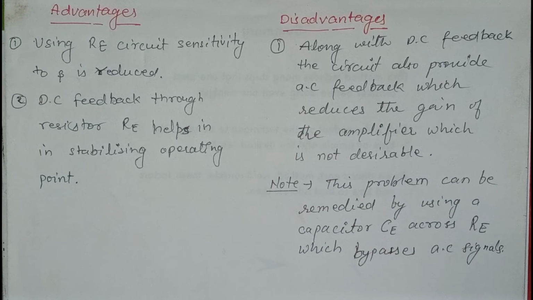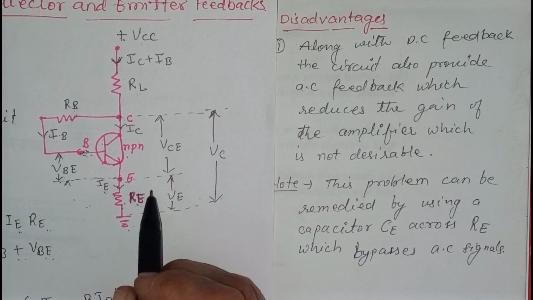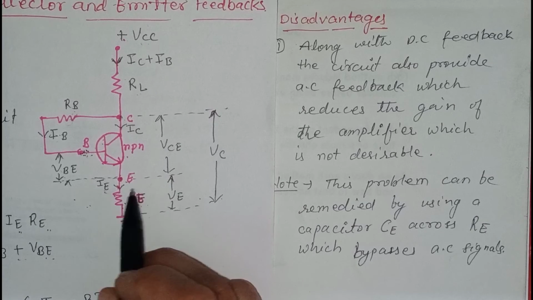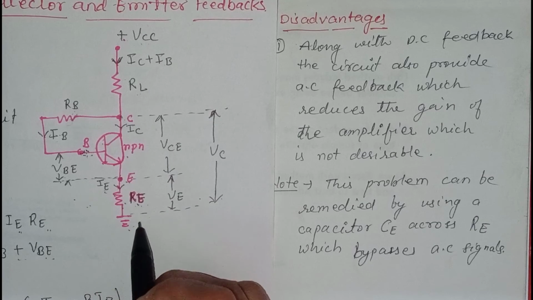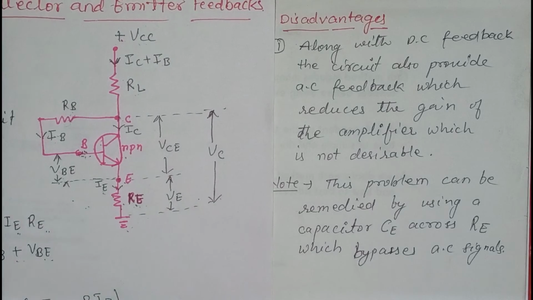But there is a remedy for this problem. We can apply a capacitor across this RE to make the circuit bypass the AC signals, and the negative feedback of AC signal will be reduced.